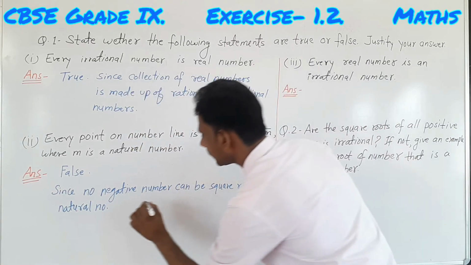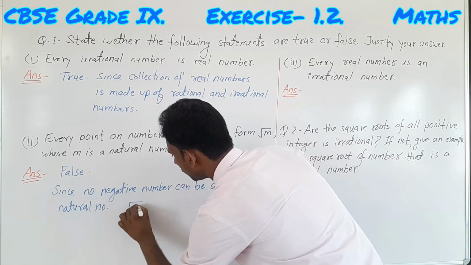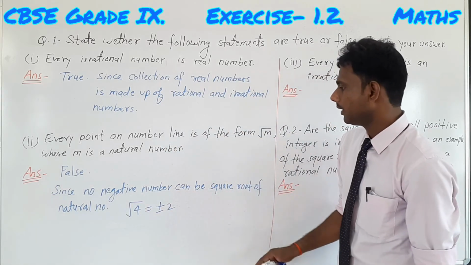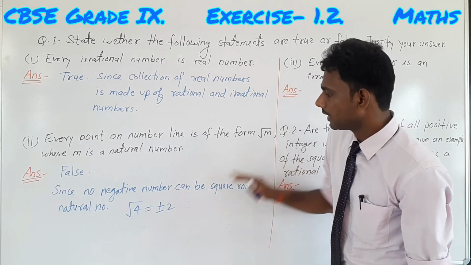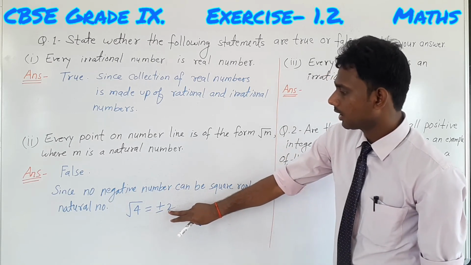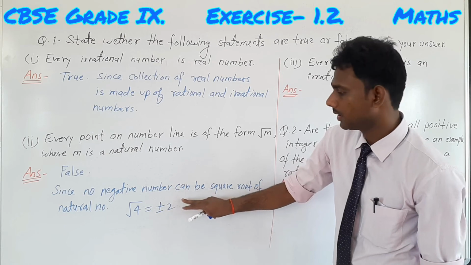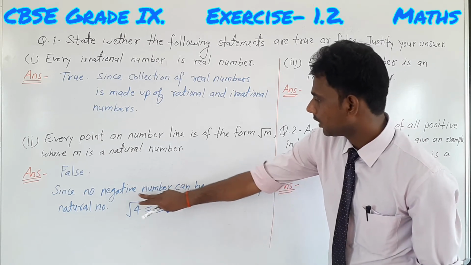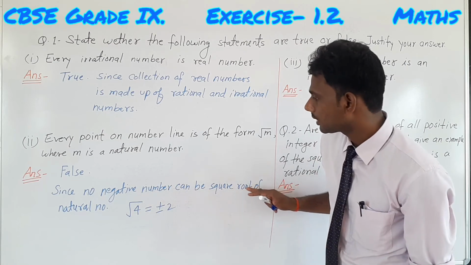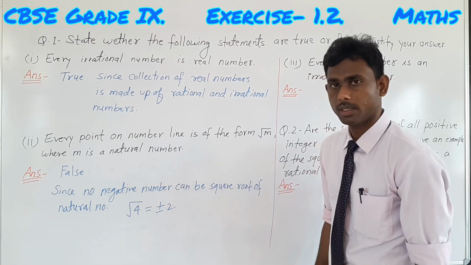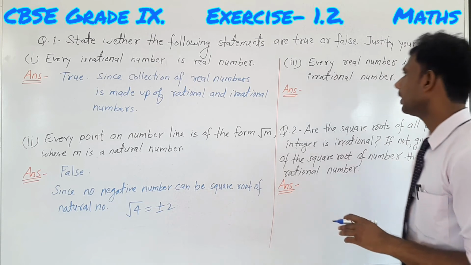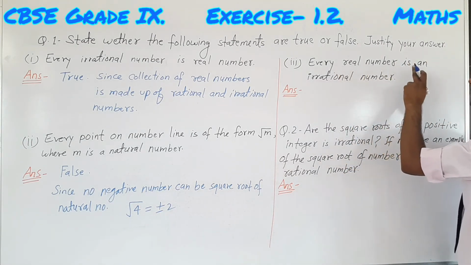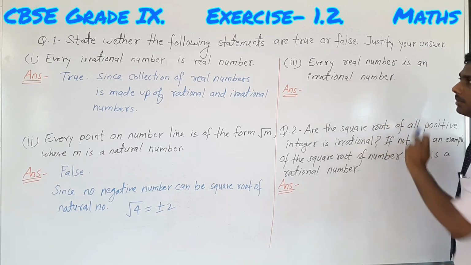We know that the square root of 4 is equal to plus minus 2. But if m is a natural number, then we know that natural numbers start from 1 to infinity. But here is plus minus 2. So the negative number cannot be the square root of a natural number. It is false.